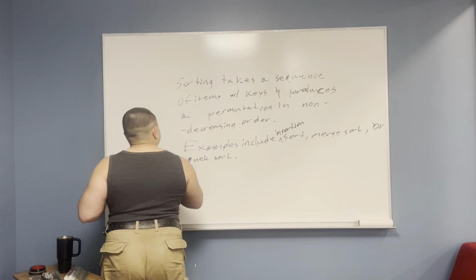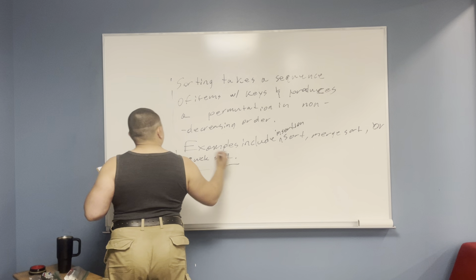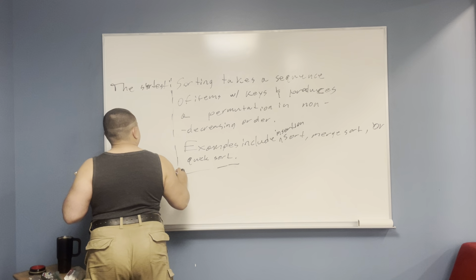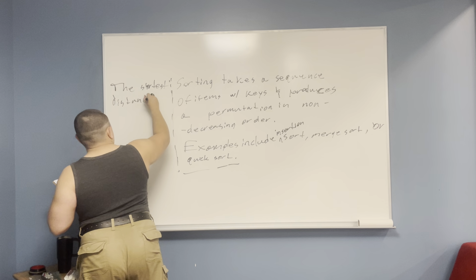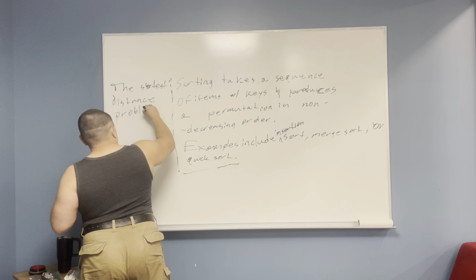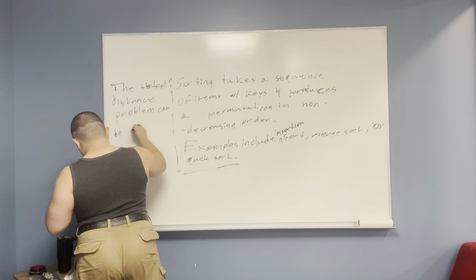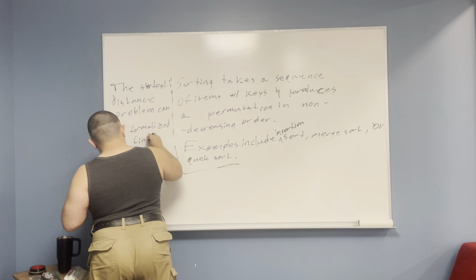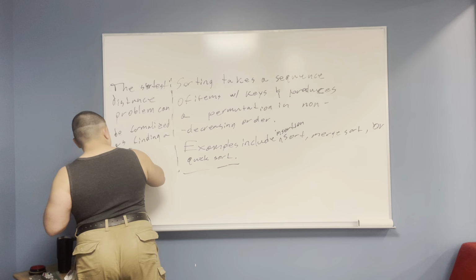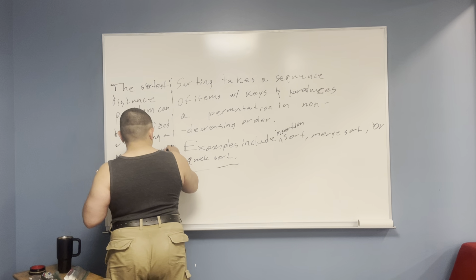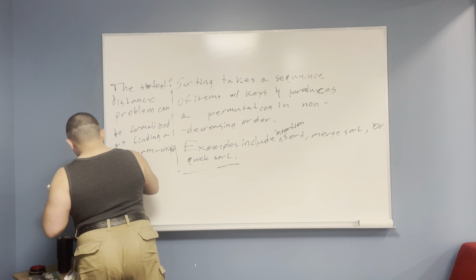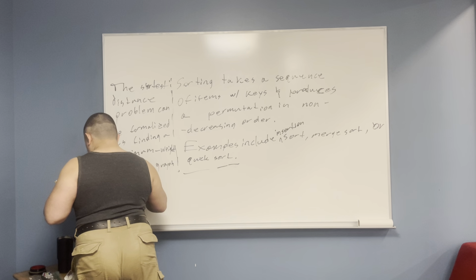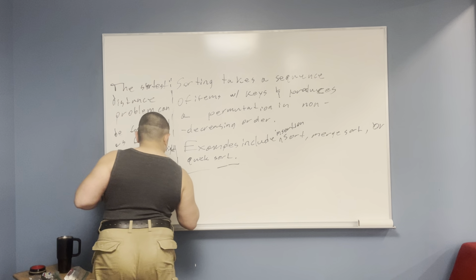Now, the shortest distance problem, well, that can be formalized as finding a minimum weight path in a graph, G is equal to vertices, edges, weight.